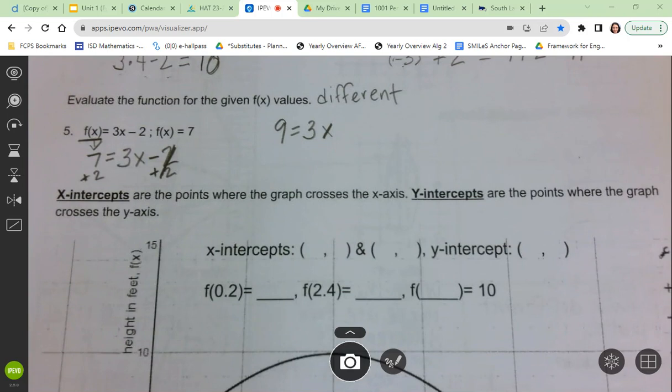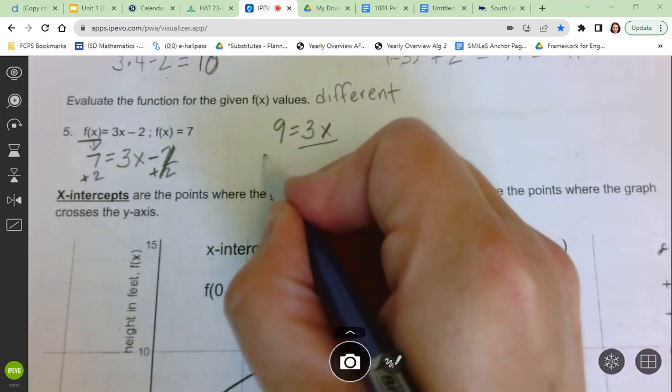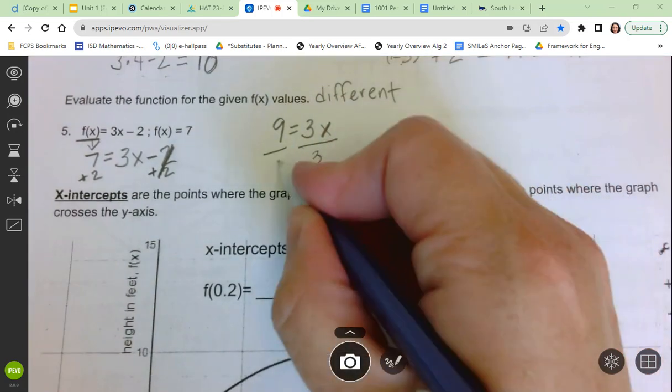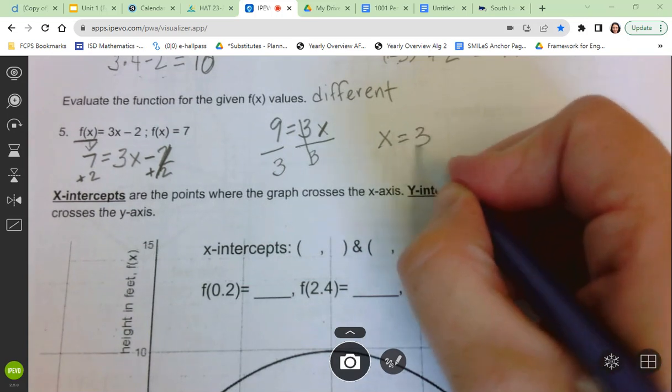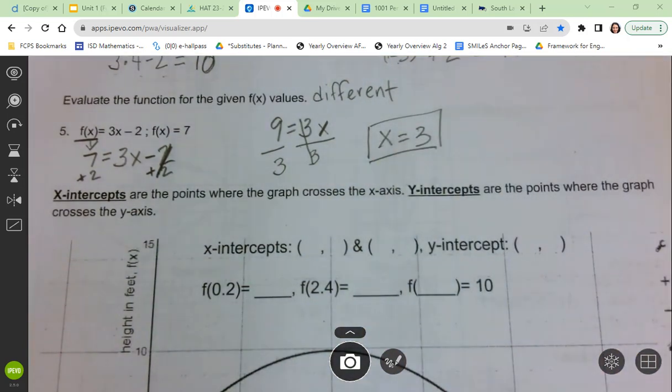Jasmine, what happens next? Yeah, that's right. So the inverse of multiply by 3 is divide by 3. Divide by 3 on both sides. And what did everybody get? Nice. Very good. X equals 3. Who has a question?